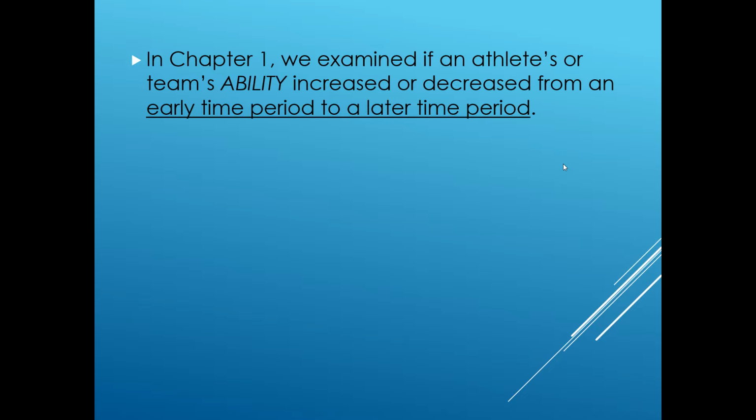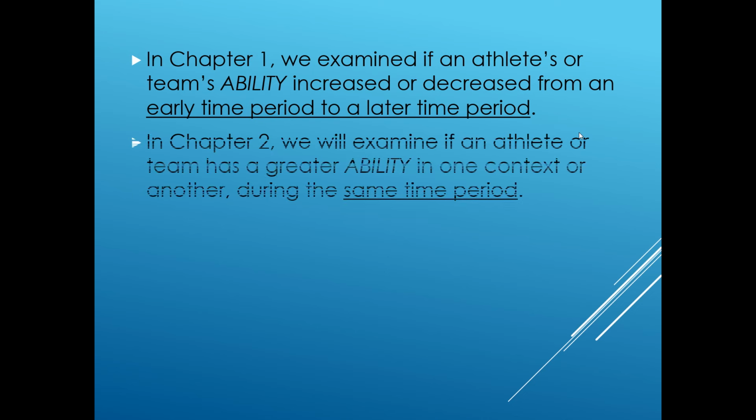We're going to get started by quickly looking back at Chapter 1, where we examined if an athlete or team's ability increased or decreased from an earlier time period to a later one. So we had you looking at the regular season versus the playoffs. In this chapter, we're going to examine if the athlete or team had a greater ability in one context or the other, but during the same period of time.